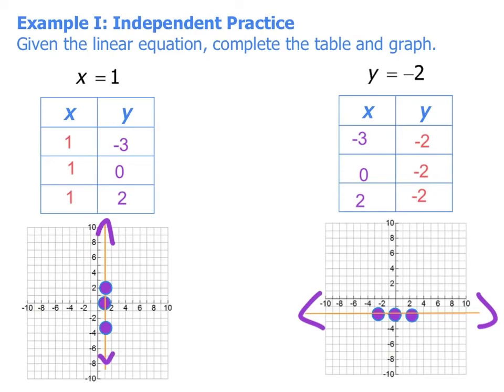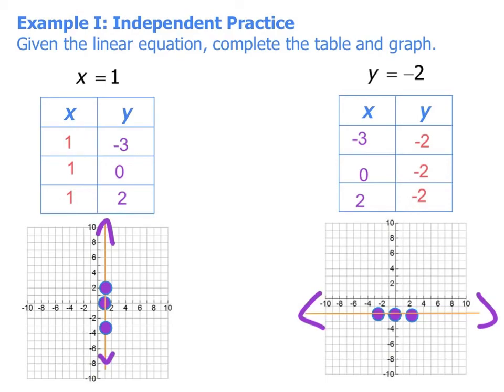Okay, check to see if your answers are right. Now, did you pick the same x's or y's that I did? Probably not. On the left side, you could have picked any y's you wanted. On the right side, you could have picked any x's you wanted. They may not be the same, but what should be the same is the lines and the graphs. Those do not change. The linear equation is the equation.